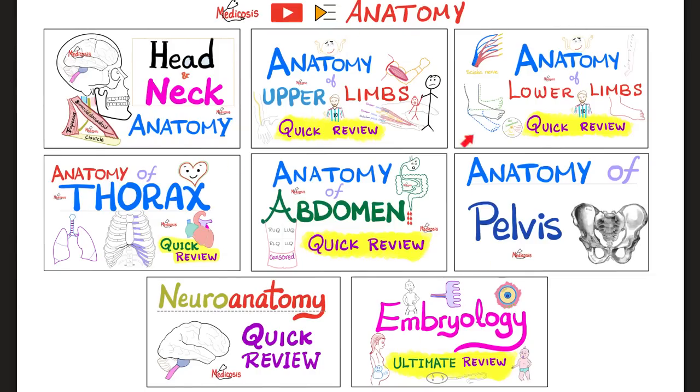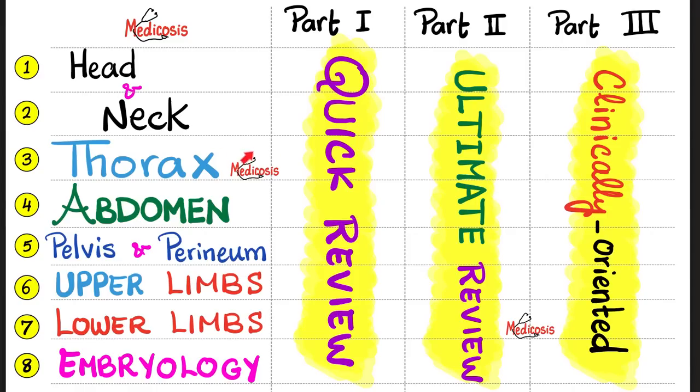This is my anatomy playlist. It contains some of the best review videos on the planet. Each branch of anatomy is reviewed on 3 separate videos. For example, there is part 1, anatomy of the thorax, known as quick review. There is part 2, anatomy of the thorax, known as ultimate review. And there is part 3, anatomy of the thorax, known as clinically oriented anatomy. And we repeated the same process for each branch of anatomy, including embryology and including neuroanatomy.